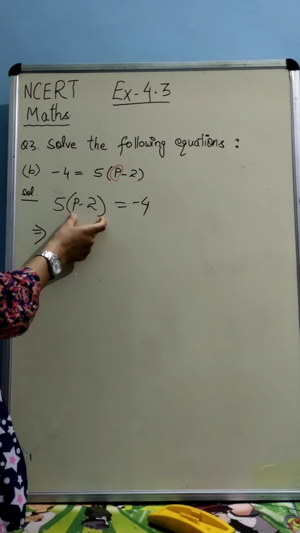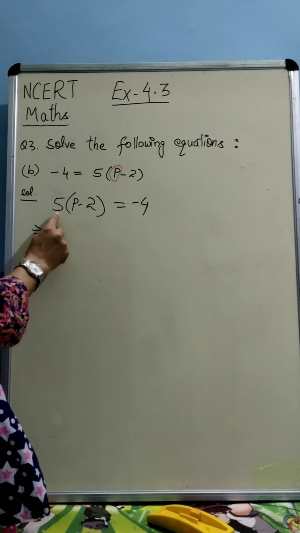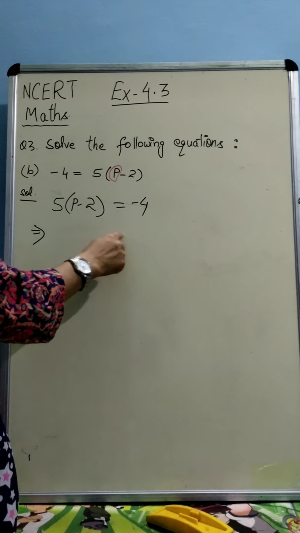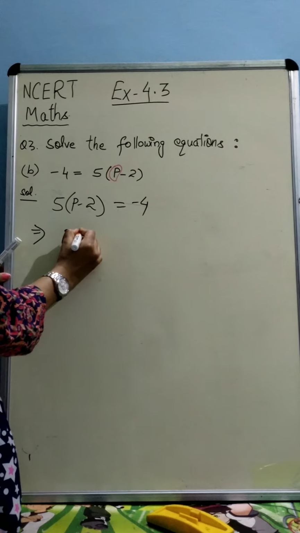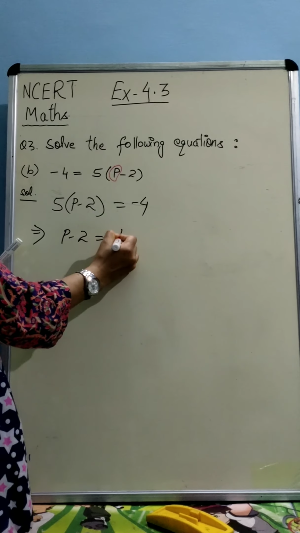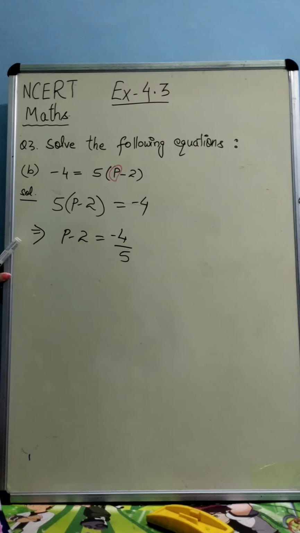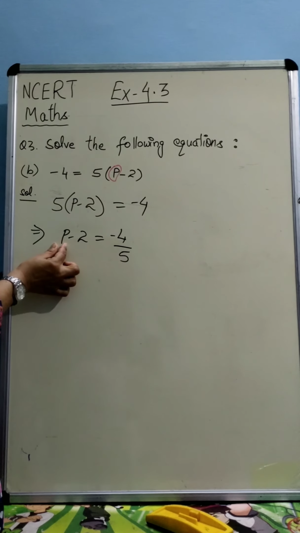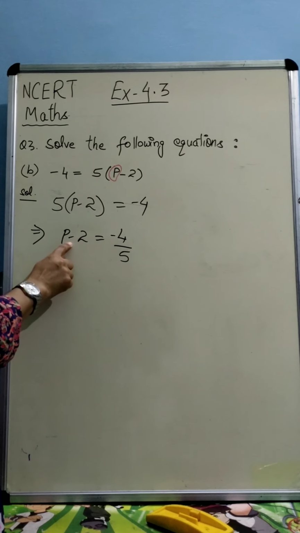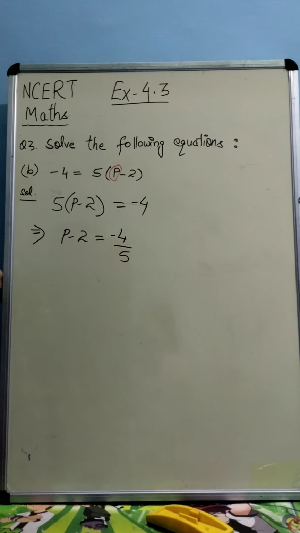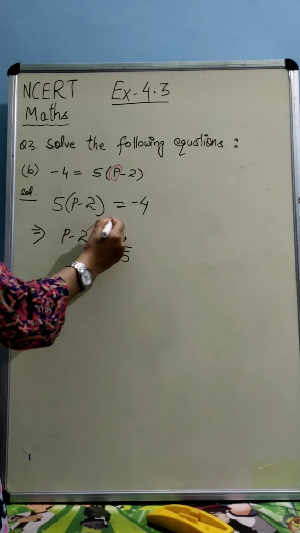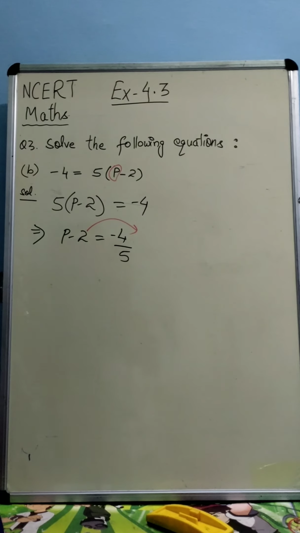Next step. Now P is multiplied with this P minus 2. So we will transpose this 5 to the RHS, so it will go in divide. Okay. Now next what we have to do is we have to find just P. So this minus 2 will be transposed to the RHS and it will become what?